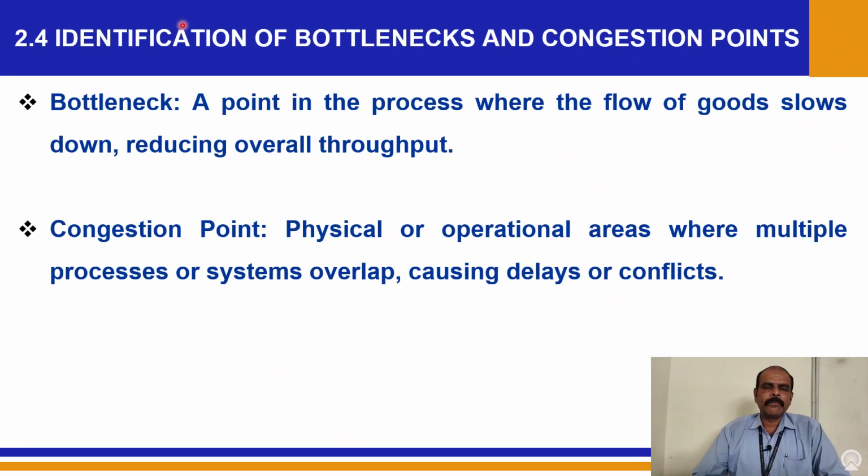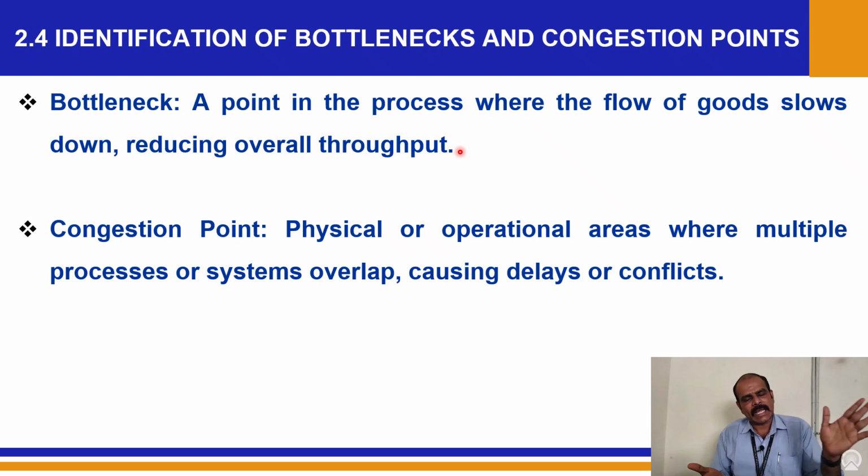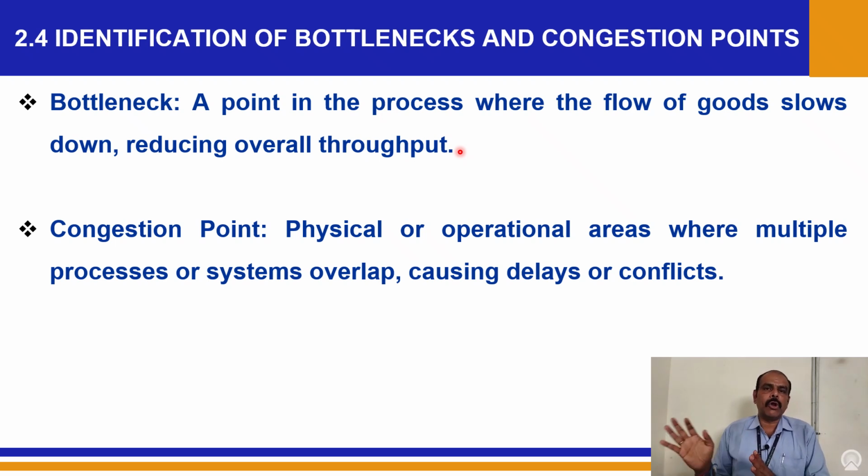First, bottleneck: a point in the process where the flow of goods slows down, reducing overall throughput. So we have got a series of systems. We have received the order, we have packed everything, so nicely packed, all the KPIs have been obeyed. Now it has been sent elsewhere for shipping. Because of some reason, somewhere it is getting stuck, and do you think further flow will be there? Obviously no. Why? Because something has been stuck in between. Because of this, the entire process is going to slow down, and output will not be as expected. Such a situation is called a bottleneck.